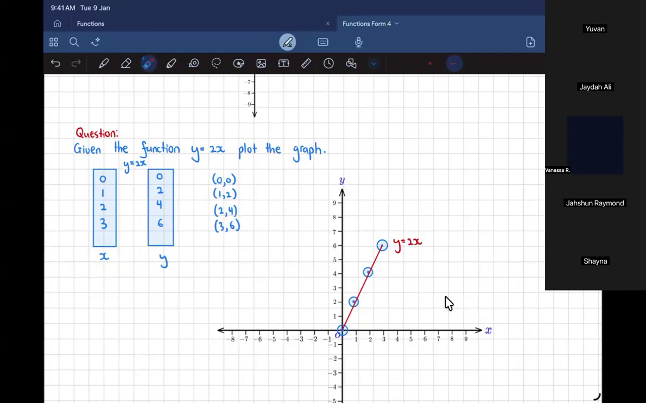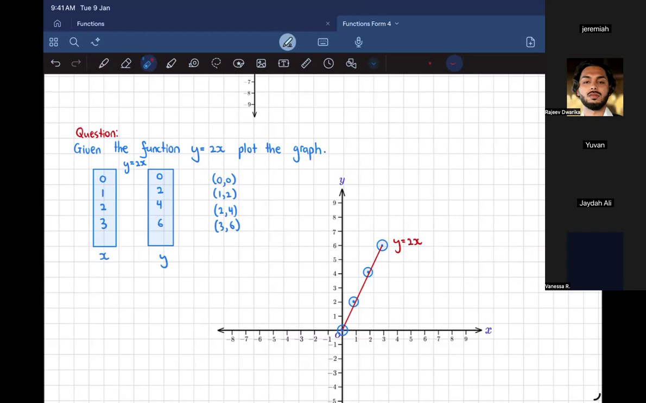Sir, I have only one question. I wanted to know how to find the gradient of a graph. Okay, when we're doing coordinate geometry, I will show you. But if you have time right now, I can show you.